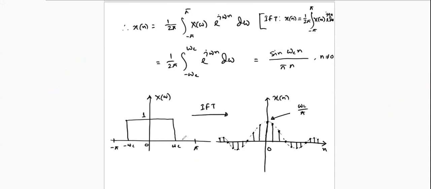You don't have any value from omega c to pi and from minus omega c to minus pi. So then we can replace this limit with minus omega c to plus omega c. And for that, the value of X of omega is equal to 1. So that's why we can write it like this: 1 into e to the power j omega n, where the limit is from minus omega c to omega c, and of course it is an average, so we have 1 divided by twice pi.